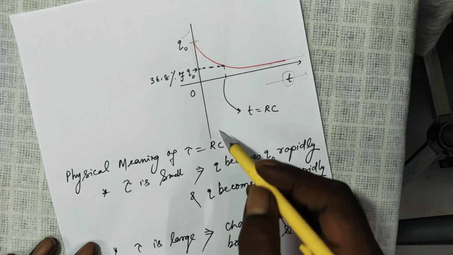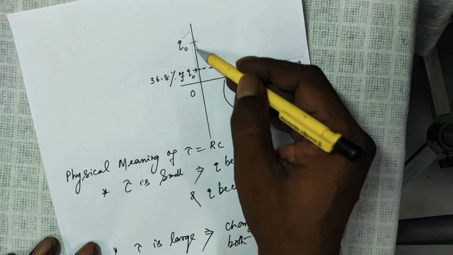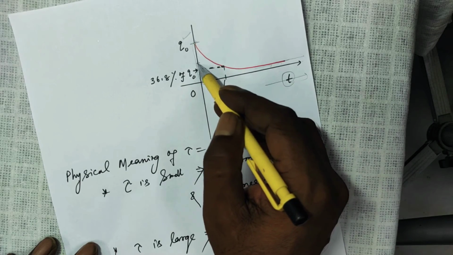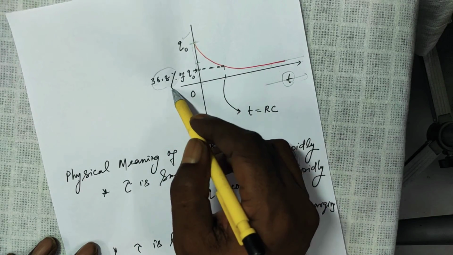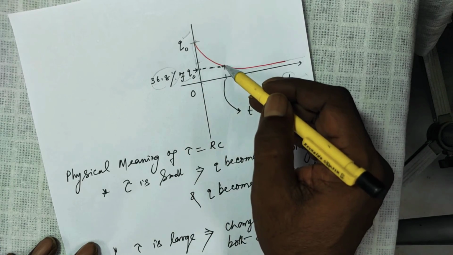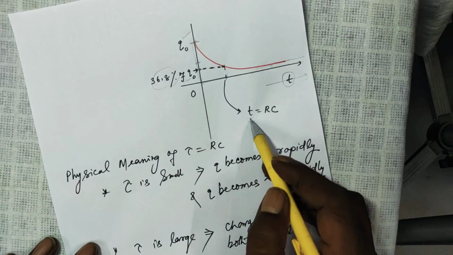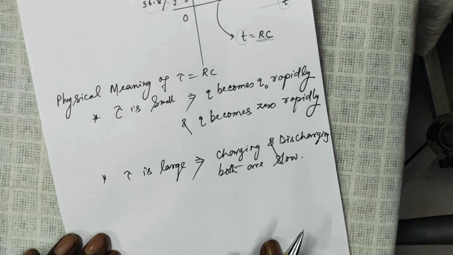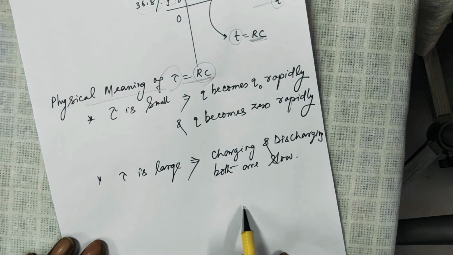So the physical meaning. From here to here, if it is 100%, that is q naught, this much will be 50%. And something around here will be 36.8% of q naught. If I draw a line and drop a perpendicular here, then this time from here to here is equal to 1 time constant, RC. And now the physical meaning of the time constant tau, which is equal to RC.